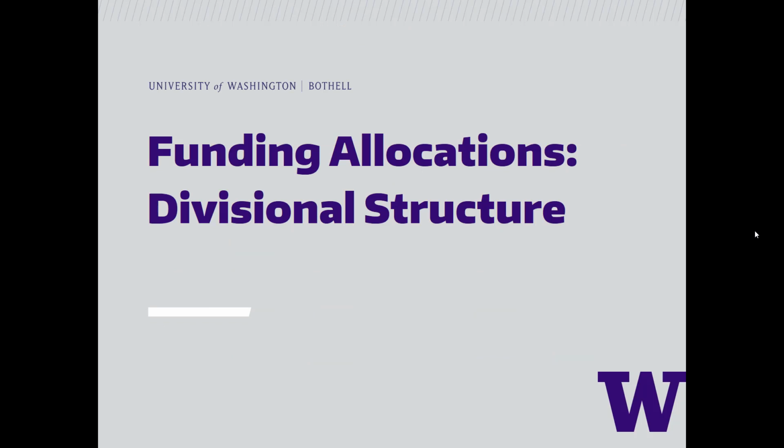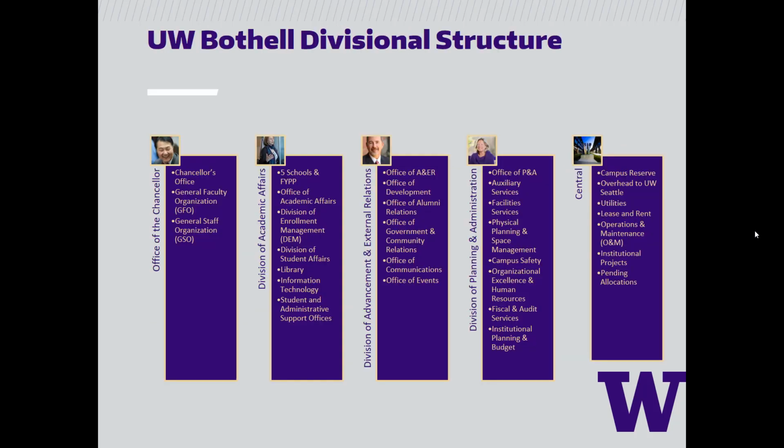Funding allocations following the divisional structure. The University of Washington Bothell has essentially four major structures across campus: the Office of the Chancellor and three divisions. Within the Office of the Chancellor, as it relates to funding, you will find the General Chancellor's Office, the General Faculty Organization, and the General Staff Organization.